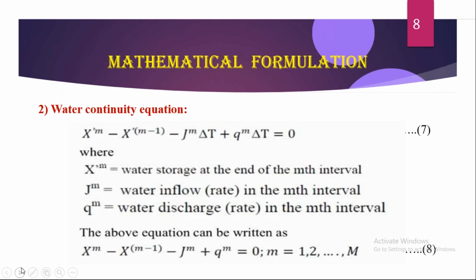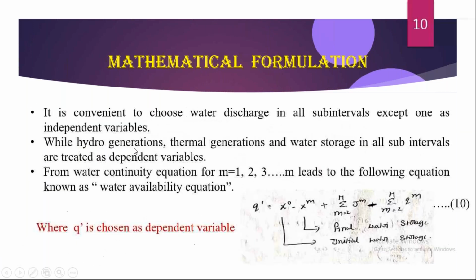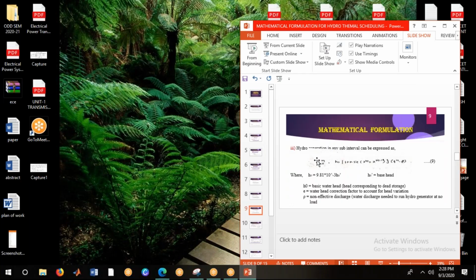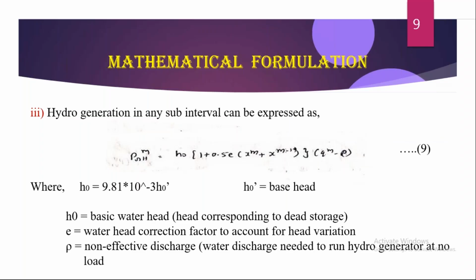Next, we go for the third equation. This one. This is the hydro generation with respect to the subintervals, and this is the final equation for the hydro power plant by using the 2 months data. And this equation is completely oriented toward the hydro power plant alone.